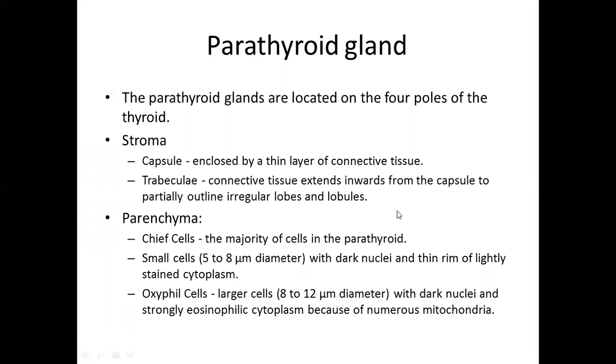The next gland, which is anatomically embedded at the four corners of the thyroid gland, is the parathyroid gland. The stromal content is again a layer of connective tissue, and the branches of connective tissue which penetrate inside the parathyroid gland are termed trabeculae. The main parenchymatous portion of the parathyroid gland consists of two different kinds of cells, chief cells and oxyphil cells.